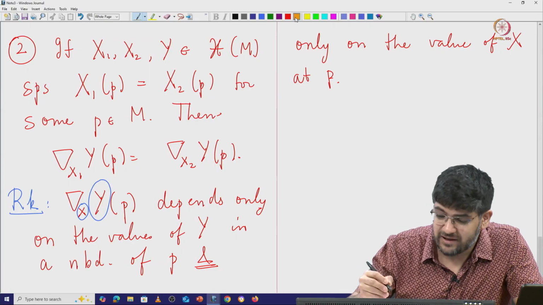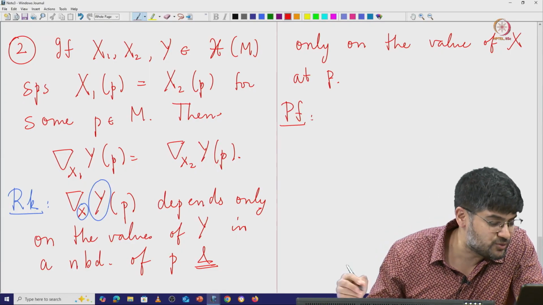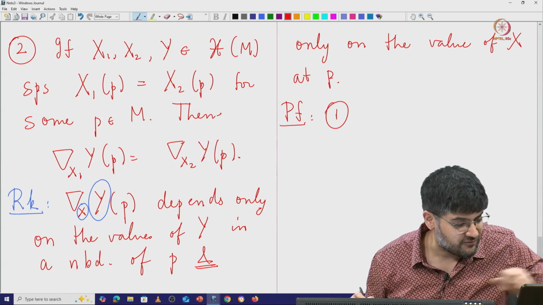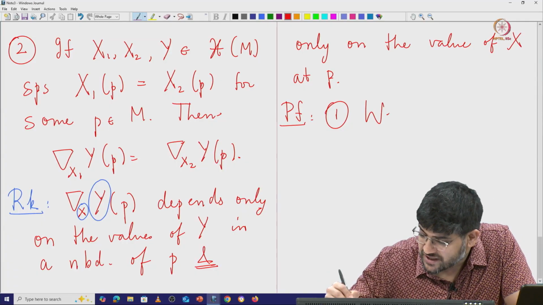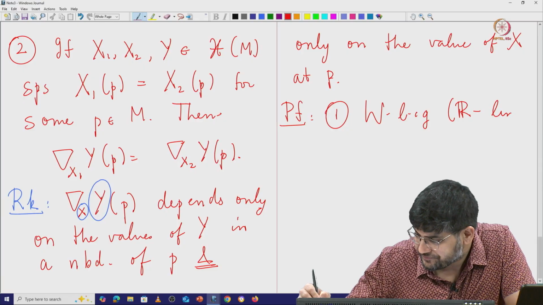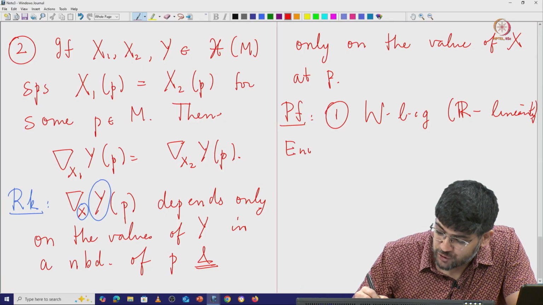Alright, so let's quickly try to prove these two. So the idea is to use bump functions. So without loss of generality, by R linearity, it is enough to show the following.